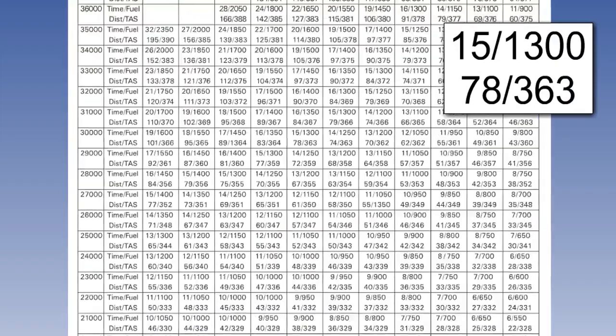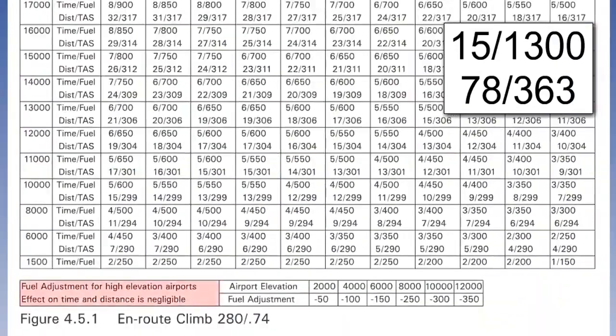The data we have extracted so far assumes a climb from mean sea level. If the climb is commenced from another level, the fuel figure must be adjusted, as shown in the small table beneath the main table. Note that no adjustment is necessary for time, distance and true airspeed. Once you have understood the example, turn to Figure 452 on page 23.